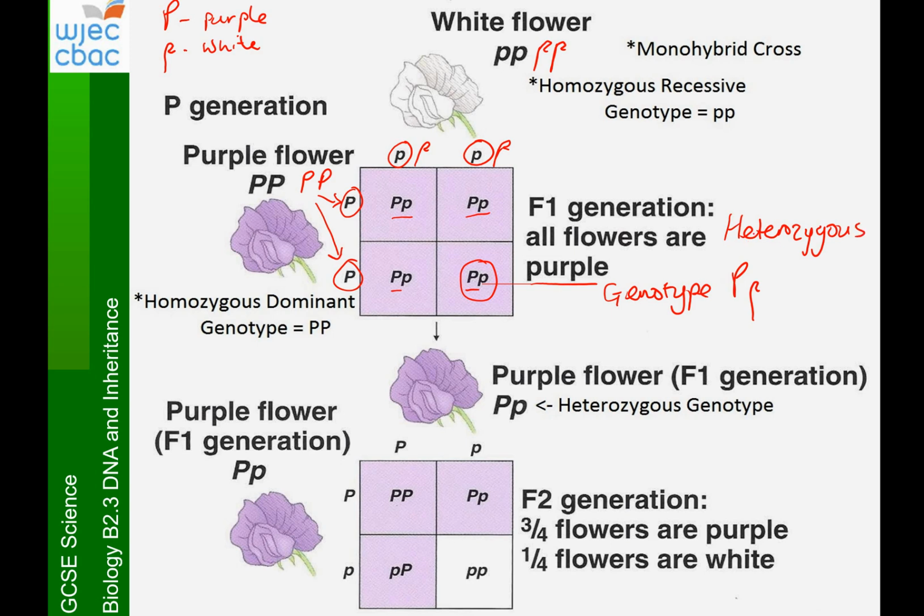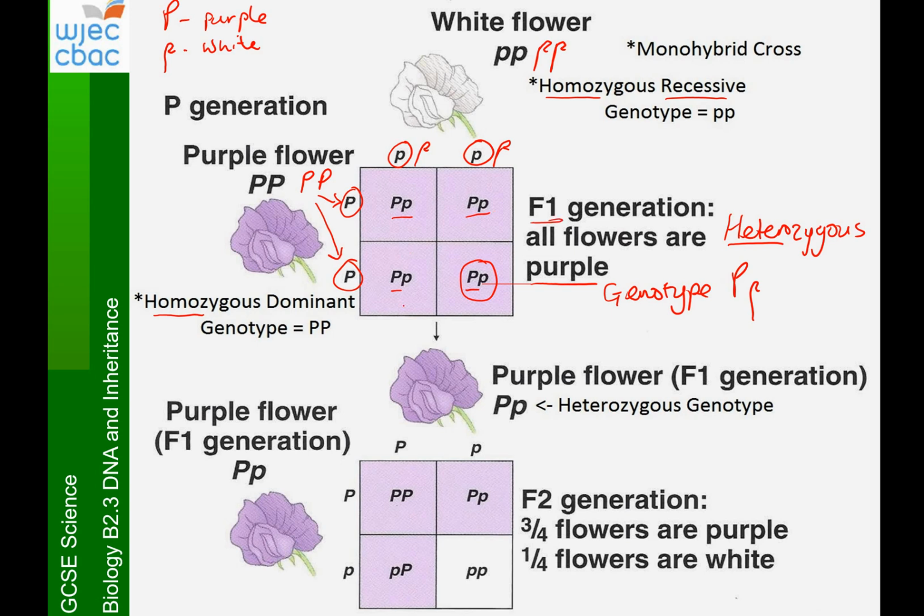That prefix hetero means 2 different. So we've got a dominant and a recessive. Both parents, we can see, were homozygous, but our white flower is homozygous recessive because it has 2 lowercase letters, whereas our purple flower is homozygous dominant because it has 2 capital letters. So purple flowering colours or purple coloured flowers are dominant to the recessive white. So that was the first generation, the F1.